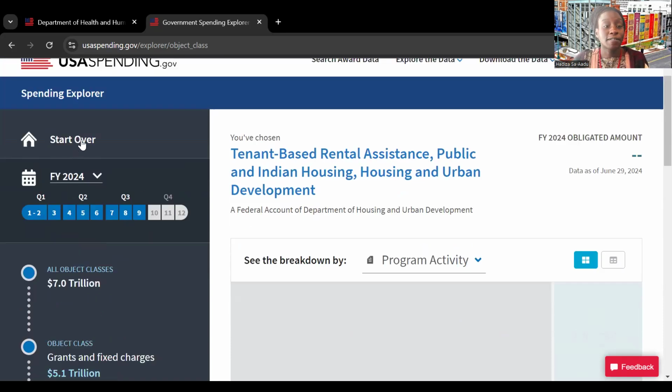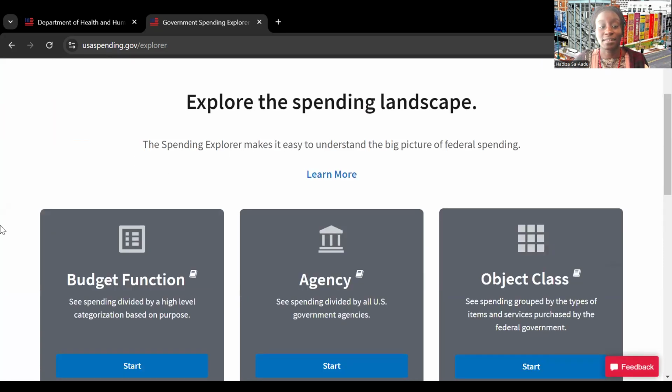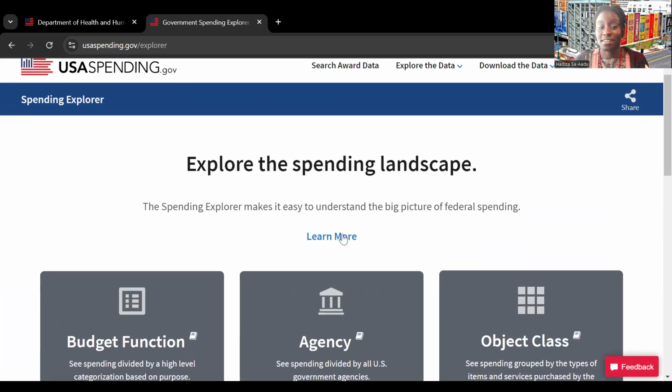And if you want to clear it off, you can go ahead and just start over. And if you are on the Explorer page, you will see it look like this. You can select by budget function, agency, or object class. And always make use of the resources available to you. If you are stuck, learn more is your friend.